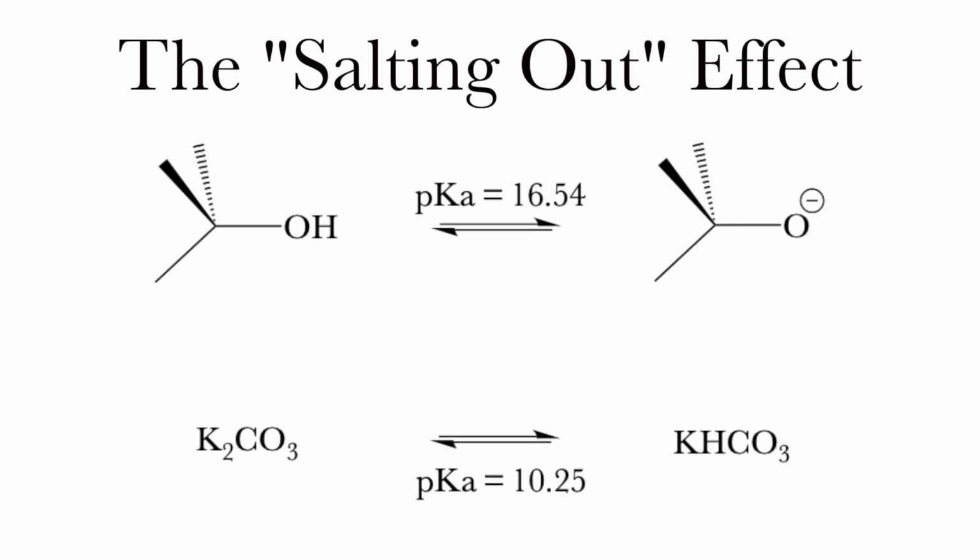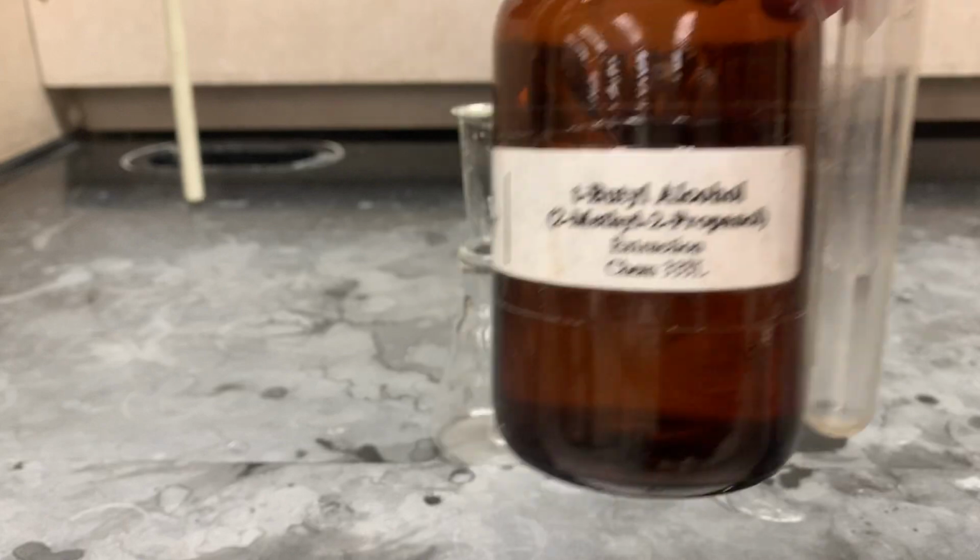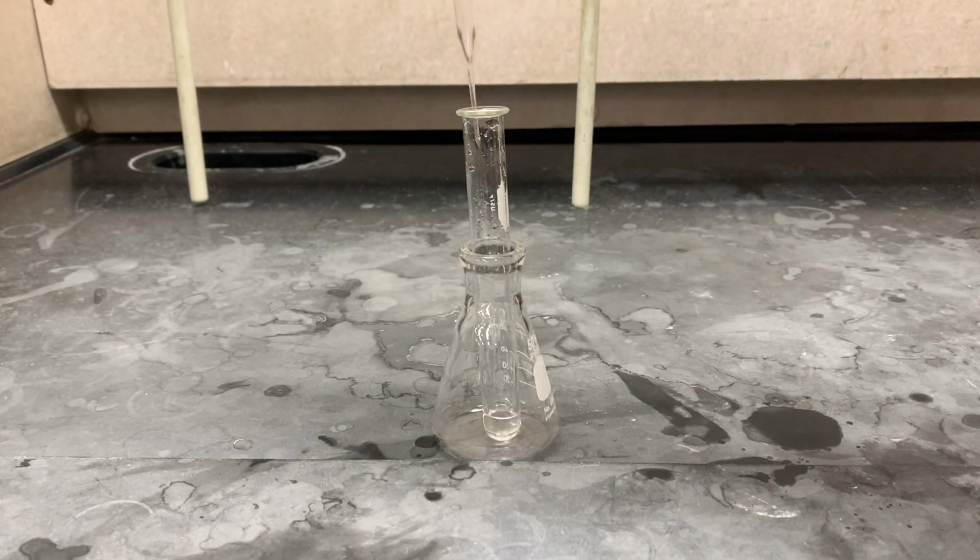Okay, let's move over to the salting out effect. We're going to use T-butanol and we're going to salt it out of water, our salt being potassium carbonate. Now we don't have to worry about deprotonation here because the pKa of potassium carbonate is far less than the pKa of T-butanol.